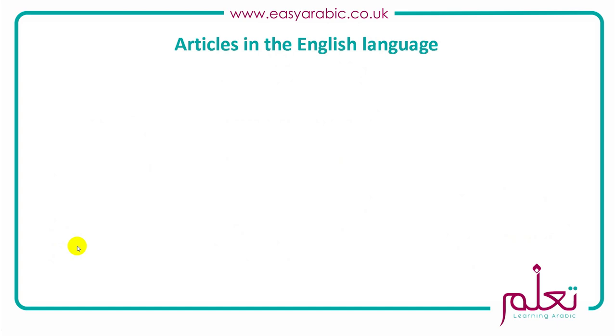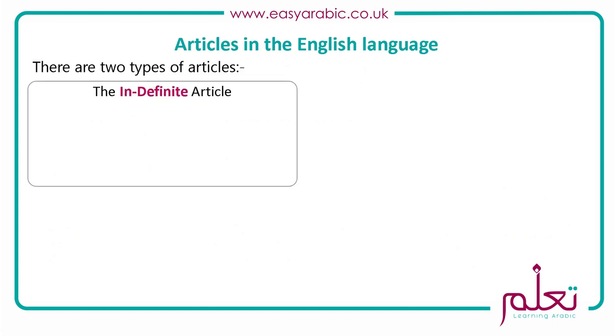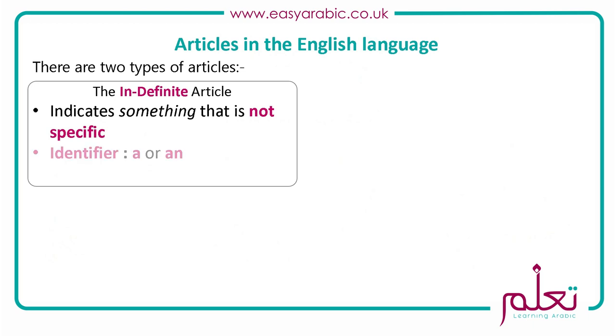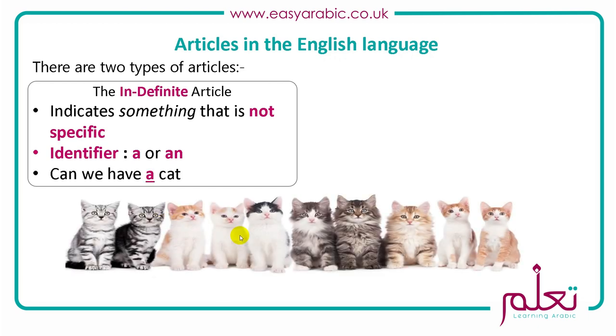So articles in the English language, there are two types. The first one is the indefinite article, and this indicates something that is not specific. Okay, and the identifiers that are used are a or an. So if we have a look at this, we'll say, can we have a cat? So here what we're saying is we want a cat, but we're not saying which one. So here we're not being specific, so this would be considered as an indefinite article.